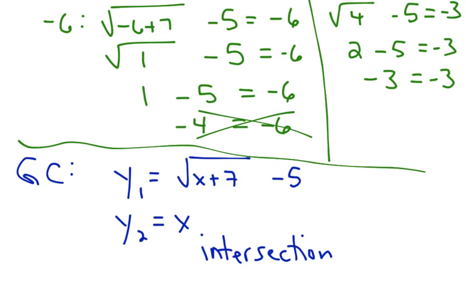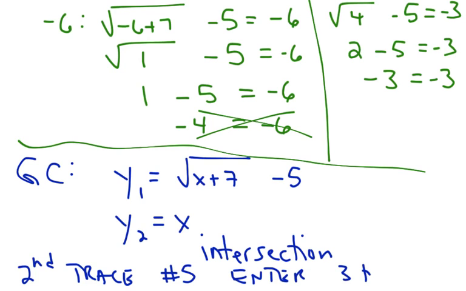In order to do this on the calculator, you would do second trace, number 5 is intersection, and then you would hit enter 3 times. And you'll notice it'll tell you x equals negative 3. And that would have been our solution. The nice thing about the graphing calculator is that it will not give you extraneous solutions. It will only give you real solutions to these problems. So only when you do the algebraic problem are you going to possibly find extraneous solutions.